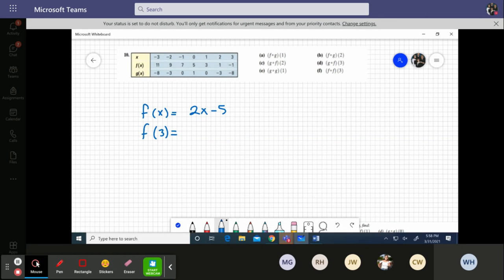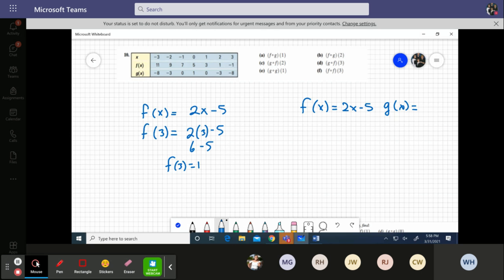Okay. Well, now, instead of just having a single number, on a composite function, you have two functions. You have f of x is equal to 2x minus 5, and g of x is equal to negative 3x. You have two functions, and you're putting one function inside of the other.